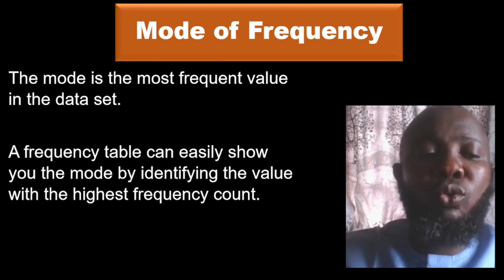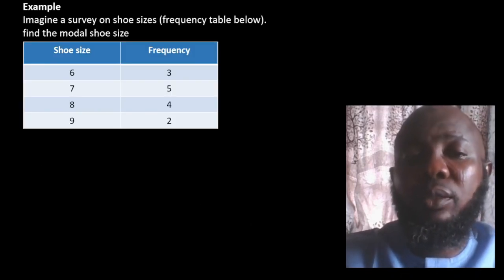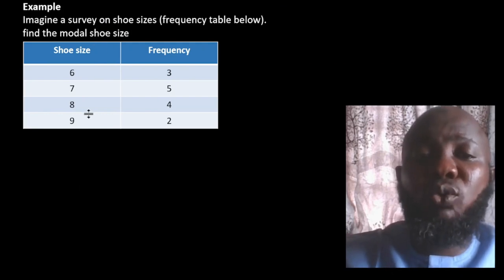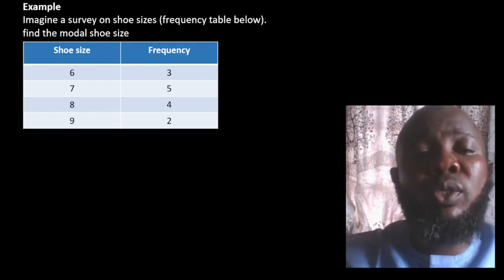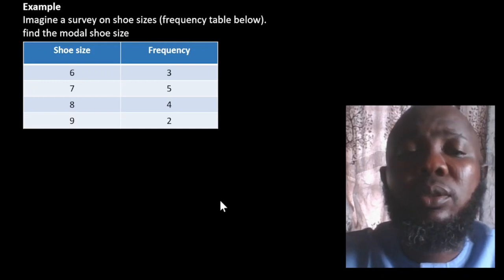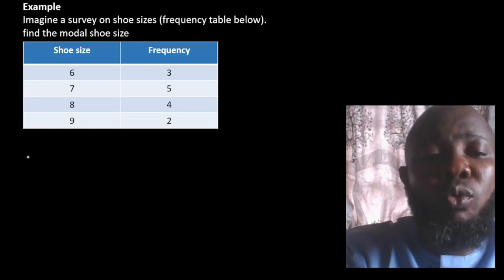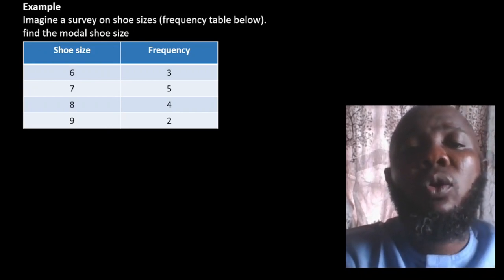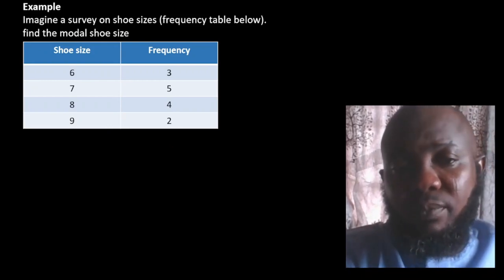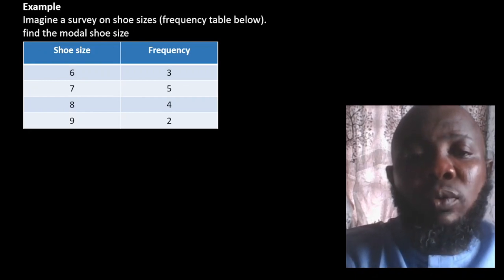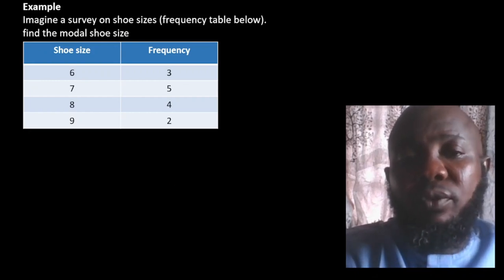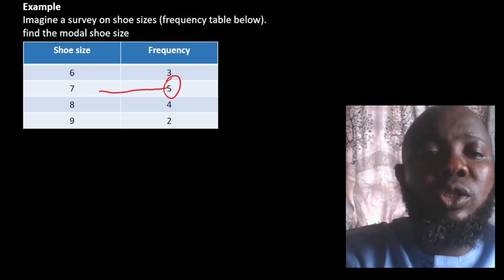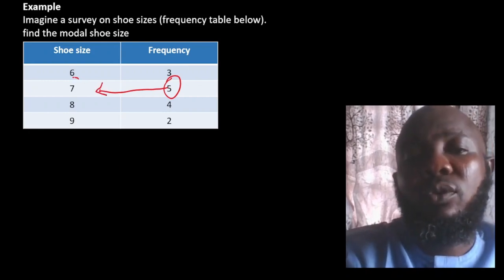So if you come back to this same example here, if we have to find the modal shoe size, that is the shoe size that appears most. So what's the modal shoe size? Just check the frequency first. Which value is the highest under the frequency? That is 5. So we trace it to the shoe size, that is 7. So the answer is 7.